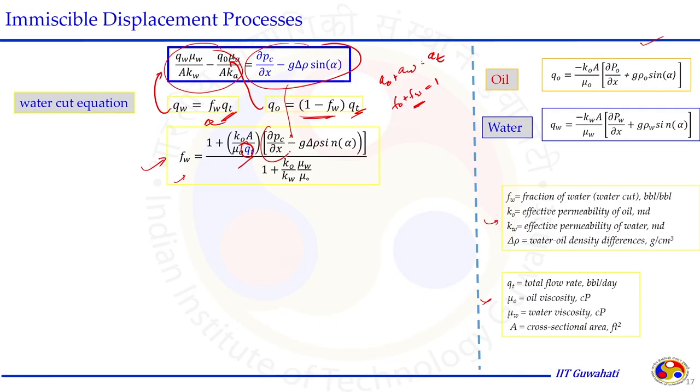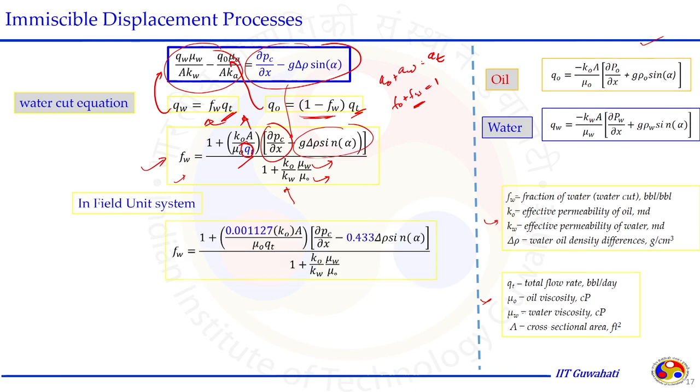This includes the capillary pressure, this includes gravity, and this includes the effective permeability for oil and water. We can convert those effective permeabilities to relative also. Then we have the fluid properties in terms of viscosity. Cross-sectional area is also in the picture. Now this equation can be written in the field unit system. If we do so, we get this numerical factor in both places. We discussed in detail how to get this numerical factor when we convert into the US field unit system.